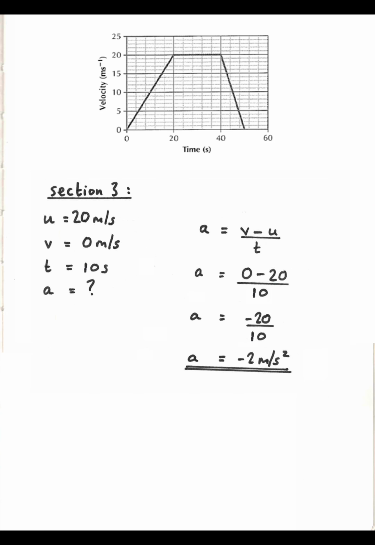Groovy. Section 3 is the interesting section. Really take care with reading off the numbers from the graph. Make sure you get that u is 20 meters per second and that v is 0 meters per second.